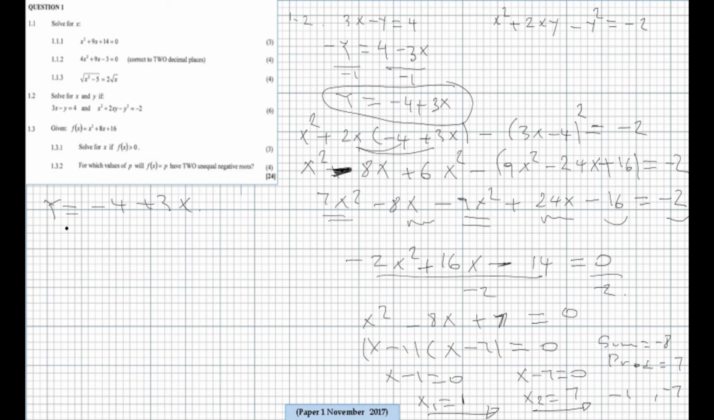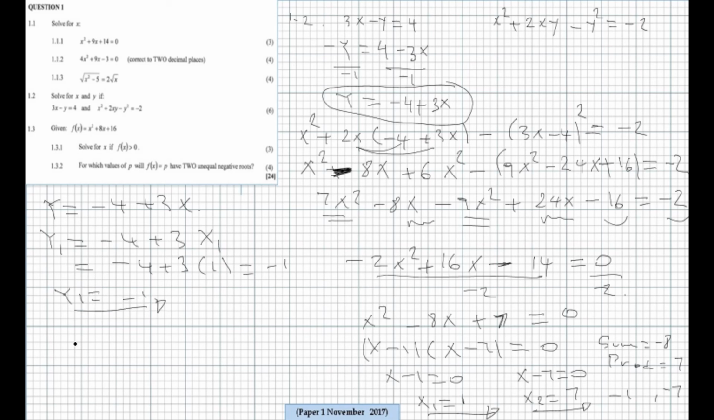So we are going to have the first value of y, which is going to be equal to negative 4 plus 3 multiplied by the first value of x. So I will now replace my x into this expression. The value of x1 is 1, so I'm going to have negative 4 plus 3, which gives negative 1. So y1 is equal to negative 1.